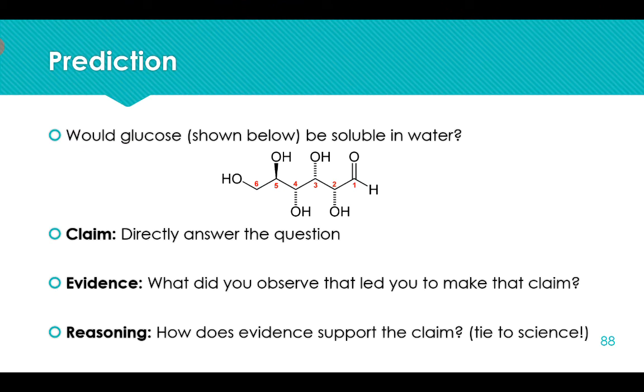Let's make a prediction. Would glucose, which has the chemical structure shown below, be soluble in water? Your answer should include a claim, which directly answers the question, evidence, which means what did you observe that led you to make that claim, and you should include reasoning that shows how the evidence supports the claim. Go ahead and pause the video and try to come up with this, and then you can compare to me when you unpause the video.